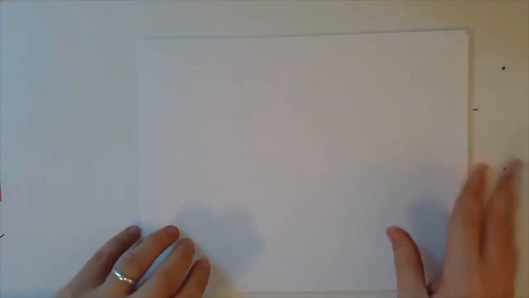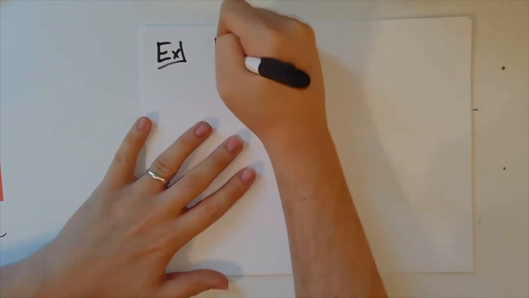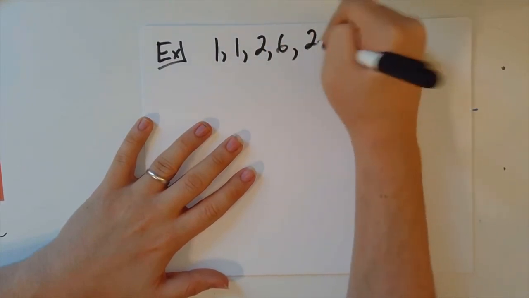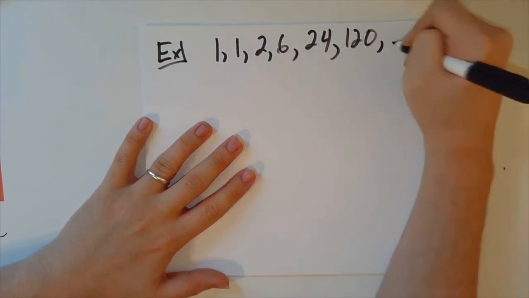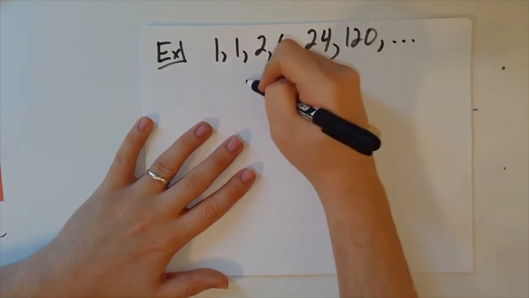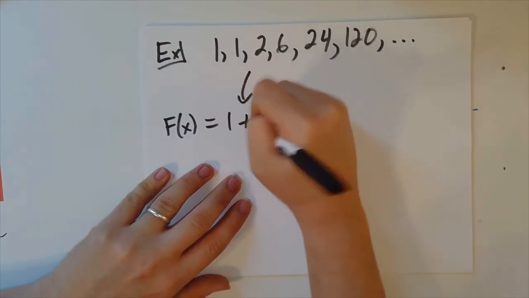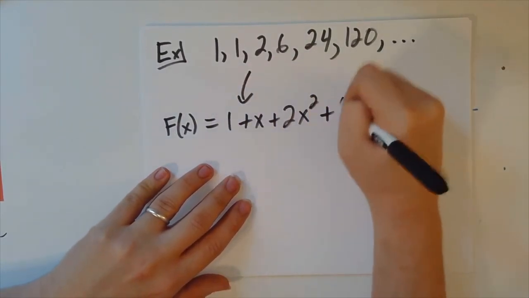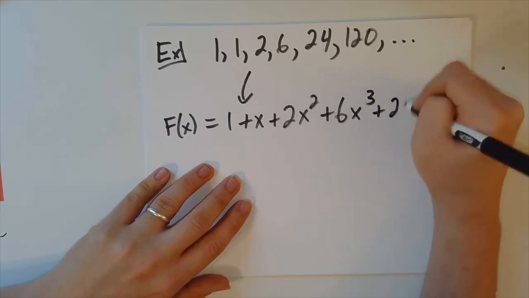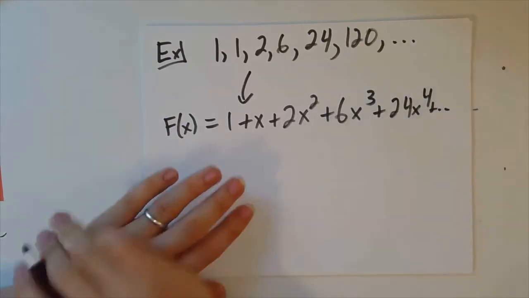I do want to note that not every sequence that we've considered so far does this work for. Here's one very basic sequence that we've thought about a lot. Namely, the factorials. So the list 1, 1, 2, 6, 24, 120, and so on. This would translate to the power series 1 plus x plus 2x squared plus 6x cubed plus 24x to the 4th plus and so on.